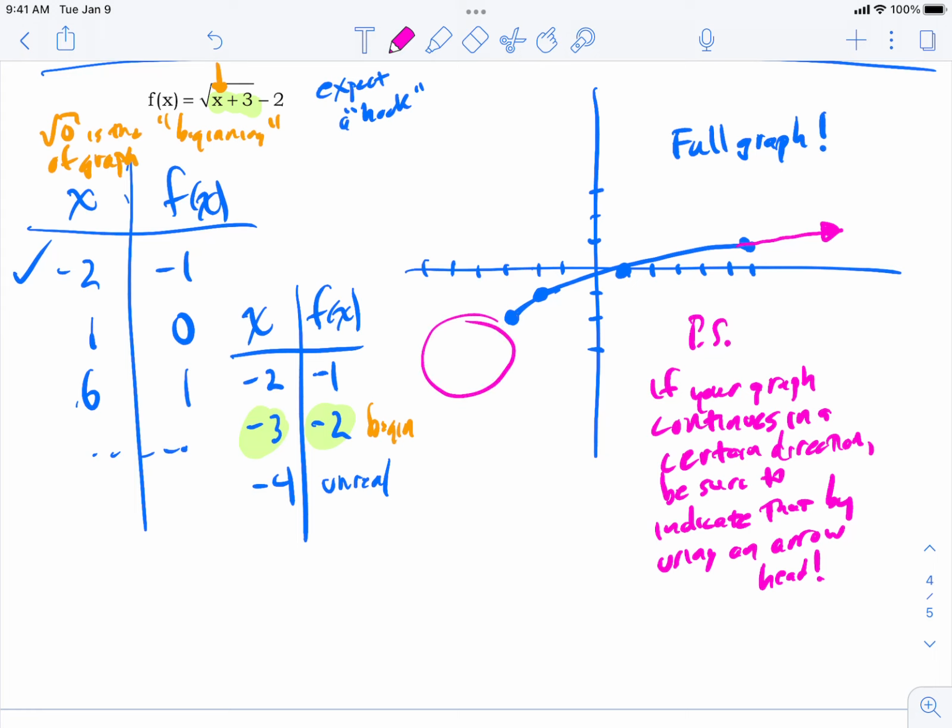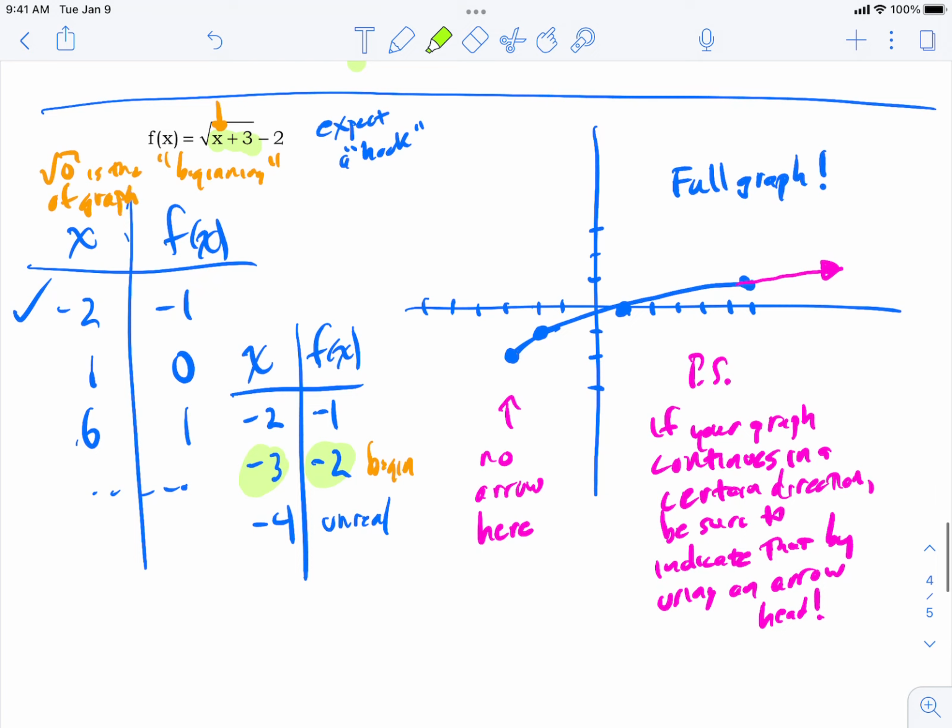Notice it does not keep going over here. And so having this solid point and then nothing here is what you want. That's exactly what you want. So you would know not to put an arrow on this side, because it does not keep going that way. So when you put an arrowhead, that's important. When you don't put an arrowhead, that's also important.